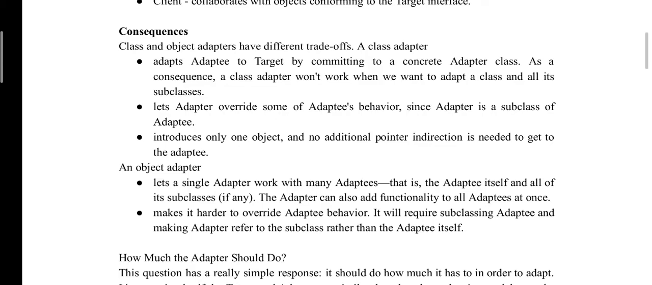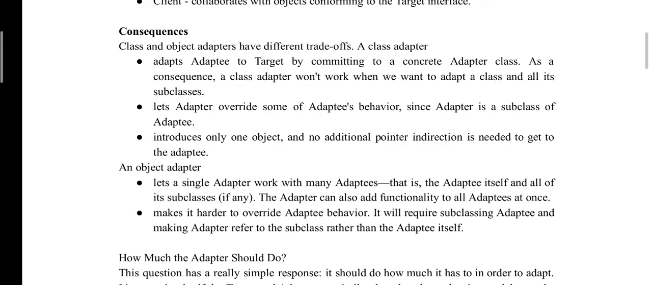adapter work with many adaptives, that is, the adaptive itself and all of its subclasses. The adapter can also add functionality to all the adaptives at once. This is the first trade-off of the object adapter.